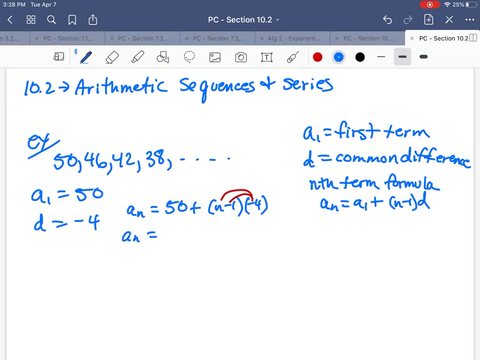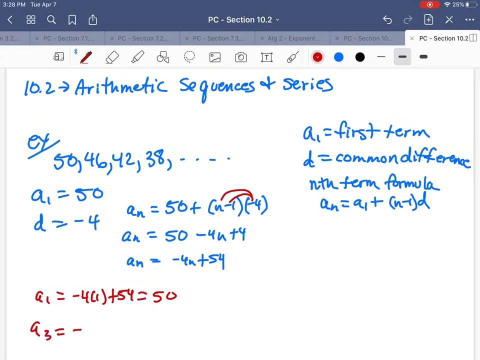All right, so I'm just going to multiply this out and get to work here. I have 50 minus 4n plus 4, so if I clean that up, I have negative 4n plus 54. And so what should happen here, if I try some things, like let's say I try a1, if I plug 1 in there, I get negative 4 times 1 plus 54. And look at that, I get 50. What if I plug in 3? So negative 4 times 3 plus 54. That would be negative 12 plus 54, so that would be 42. And look at that, I get the third term, and before I got the first term.